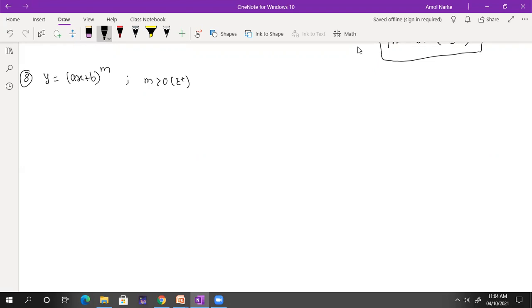So tell me, what is my y1? It will be m into (ax plus b) to the power of m minus 1 into the derivative of ax plus b, that is nothing but a. Yes, the derivative of ax plus b is a. That a, and m comes forward. So y1 is m into a into (ax plus b) raised to m minus 1. Absolutely correct. Tell me, what is my y2?